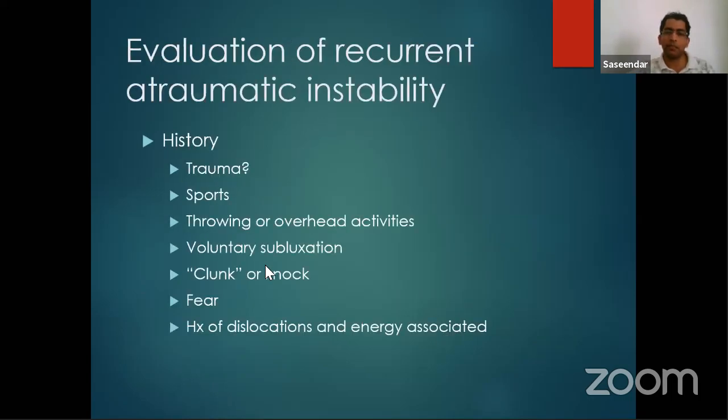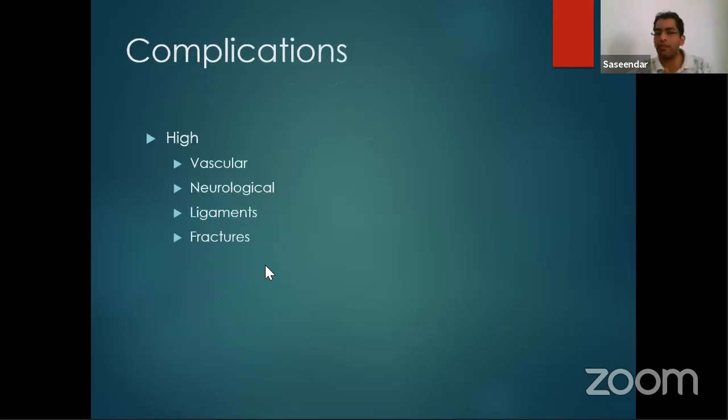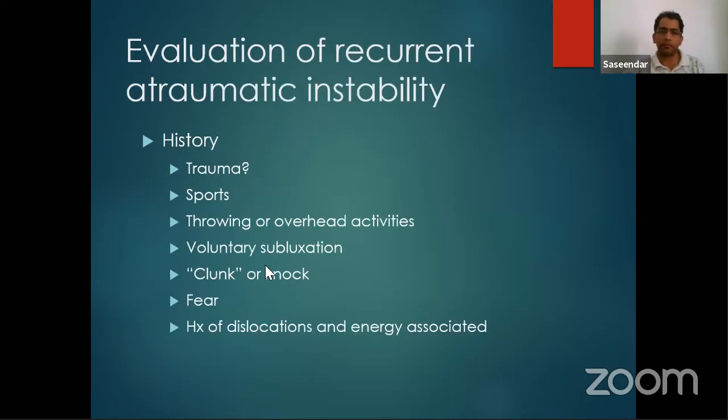Okay, the complications are similar. The complications of vascular injury and neurological injury are higher in an inferior shoulder dislocation. You also have a type called the superior shoulder dislocation. It's very rare, so you need not worry about it. Okay, so evaluation.